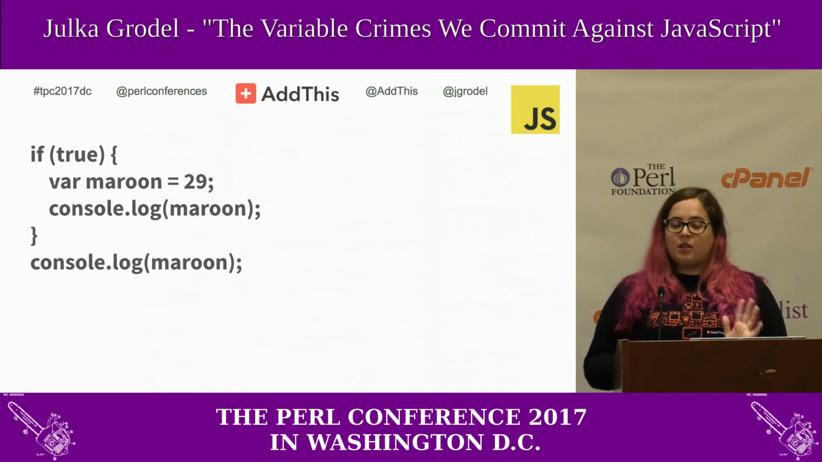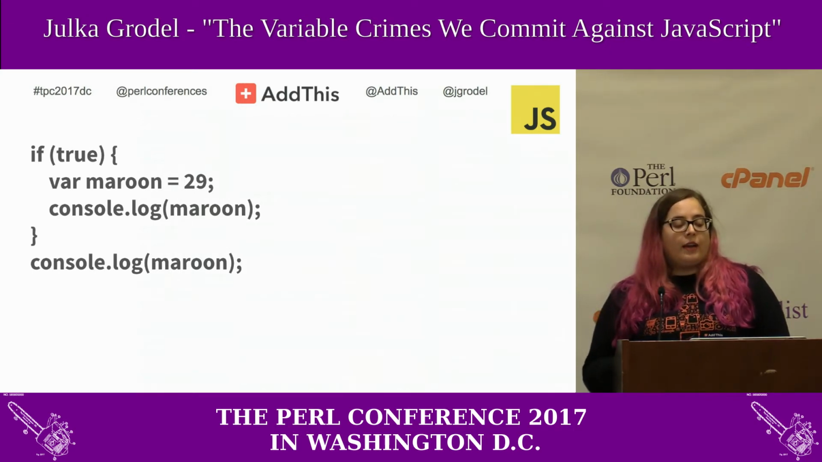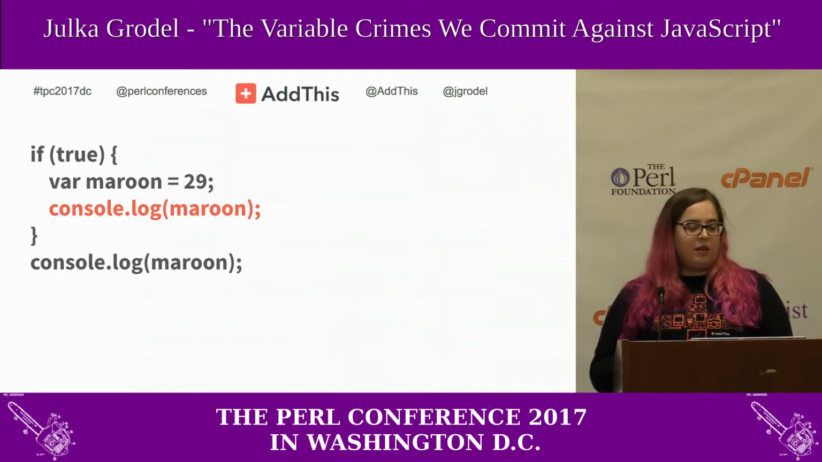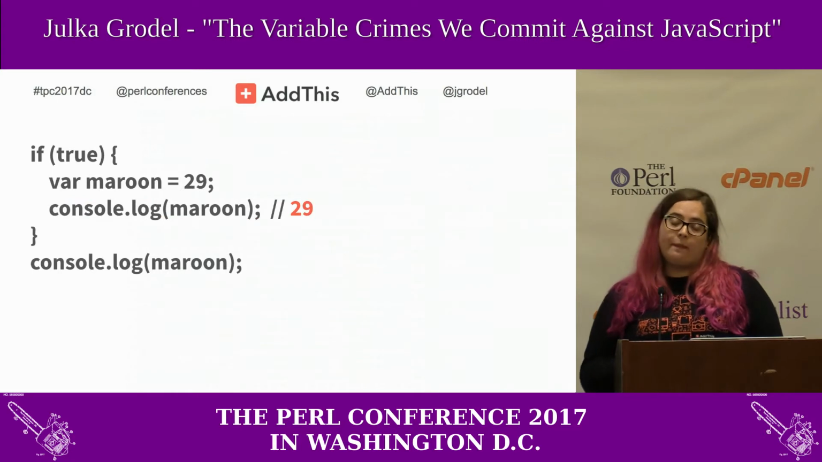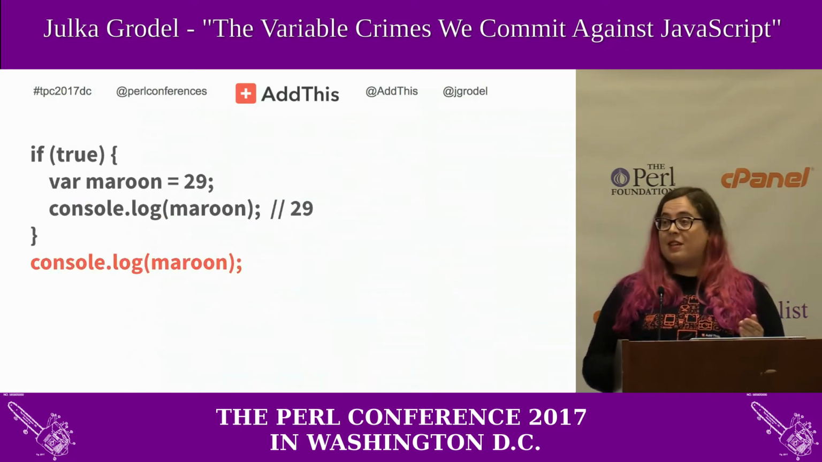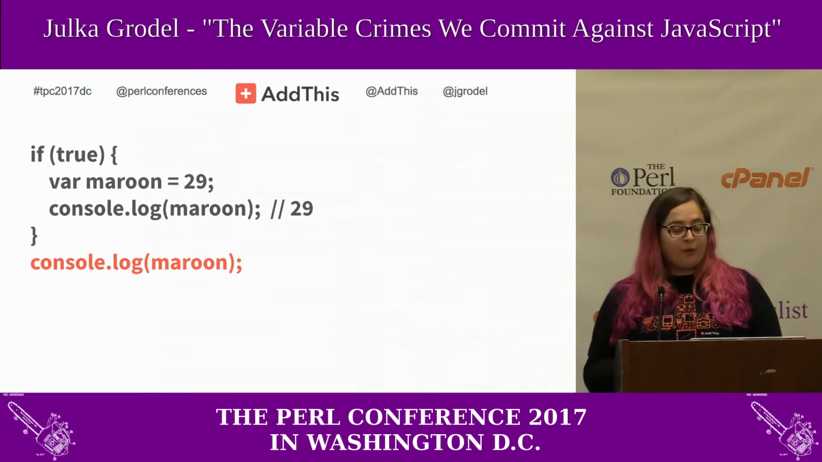So here, just to illustrate, I can set my variable maroon and set it to 29. And if I console log it out here, I'll get 29. And I'll still have it available to me out here because I'm not inside of a function and I haven't created a new scope here. And if I console log it out here, I'll get a 29.